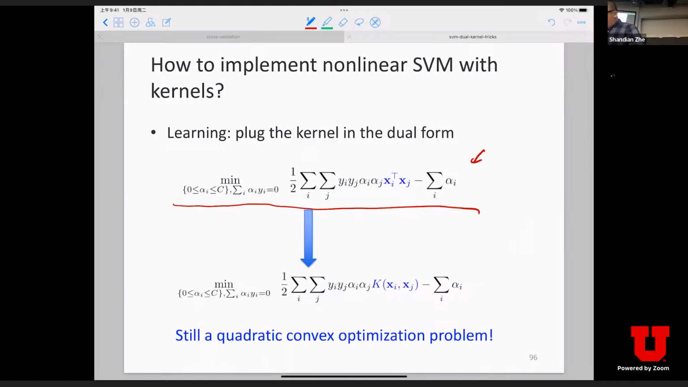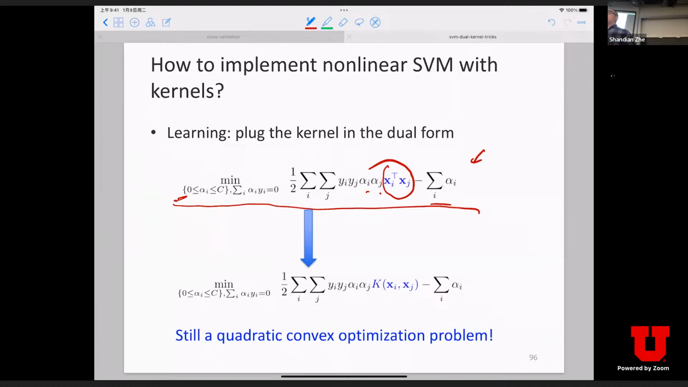So it's a double summation of y_i, y_j, alpha_i, alpha_j. Remember, these are just Lagrange multipliers, right? And then x_i transpose x_j, subtracted by the summation of all alpha_i's, right? And you need to respect a bunch of constraints over alpha_i's. And remember, the form tells us that in your objective function, you just need to do a summation of the dot product between every pair of the training inputs, right?